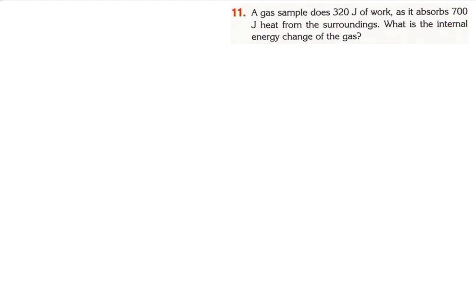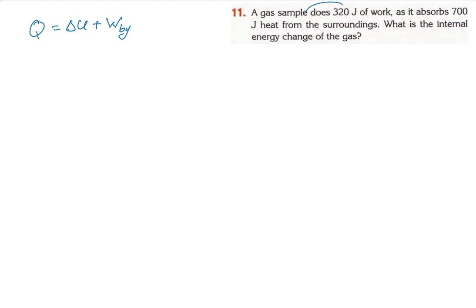Question 11. A gas sample does 320 joules of work as it absorbs 700 joules of heat from the surrounding. What is the internal energy change of the gas? So here we need to apply the first law of thermodynamics, which states that heat given to the system can be spent in two ways: to increase the internal energy of the system and to do work by the system. Firstly, let's write the given.